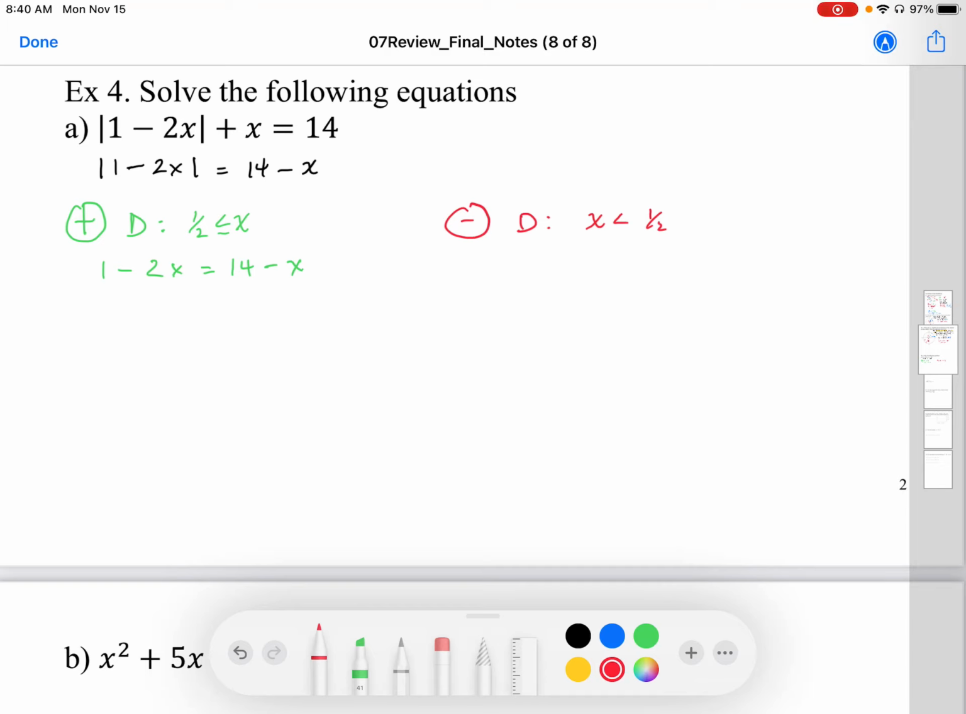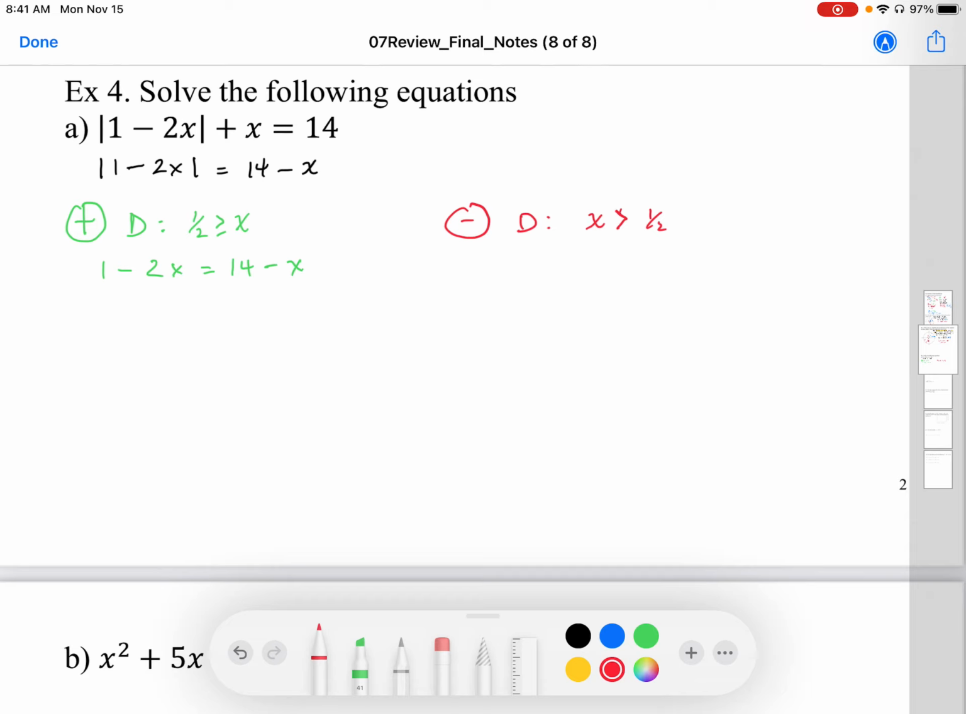Sorry, we have this backwards, don't we? It's minus 2x, so the positive domain is x less than or equal to 1/2. And then for the negative domain, x is going to be the other way around. So if x is greater than 1/2, we're going to end up with negative numbers inside, so we end up with that negative domain.